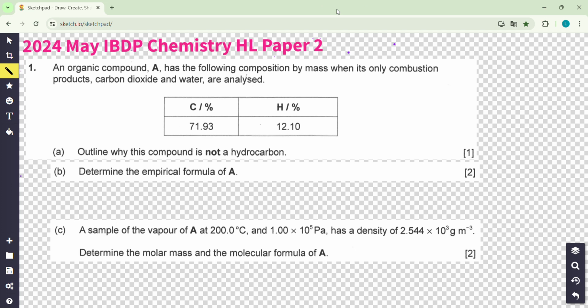Today we start the 2024 May Chemistry HL Paper 2 full solution. Okay, for question number 1, look at the question first. Always look at the question. Outline why this compound is not a hydrocarbon. It has the content of carbon and content of hydrogen, but it's not a hydrocarbon because it has other components other than carbon and hydrogen. So you add these together. How many percent? You have to calculate, okay?